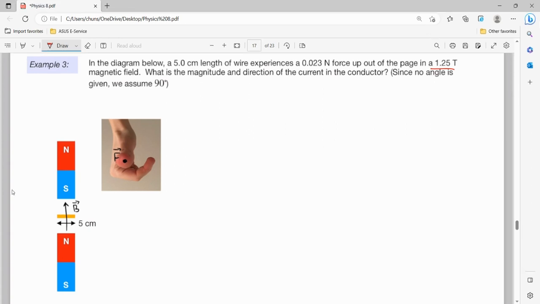Okay, so in this case, we have a magnetic field that points from our north to our south along this red line here. So if we pointed our thumb up and out of the page and curled our fingers towards the magnetic field, we would see that the current would be traveling from left to right.